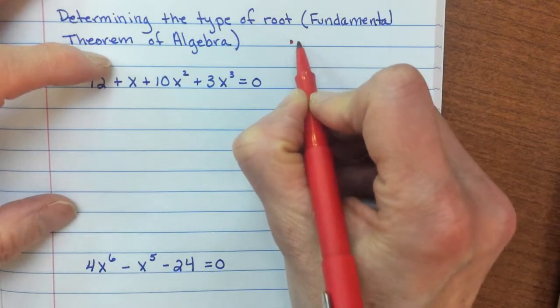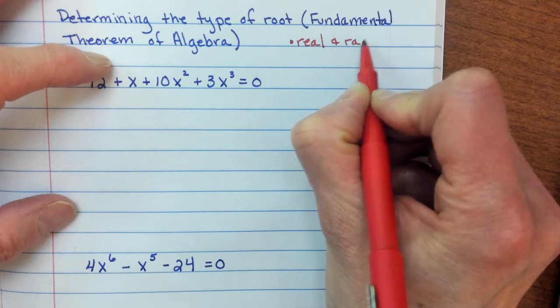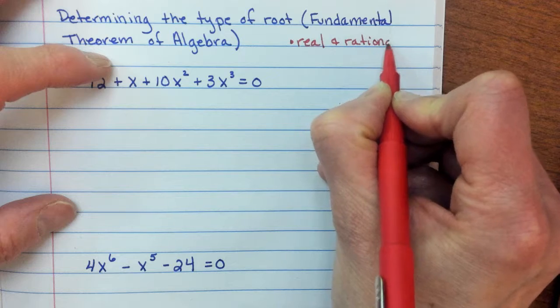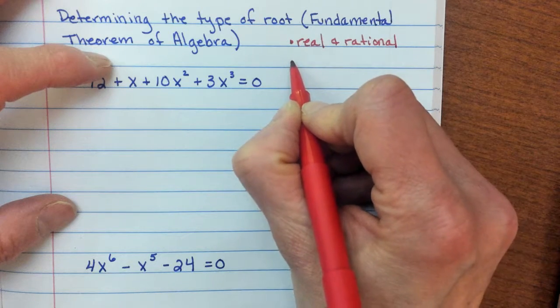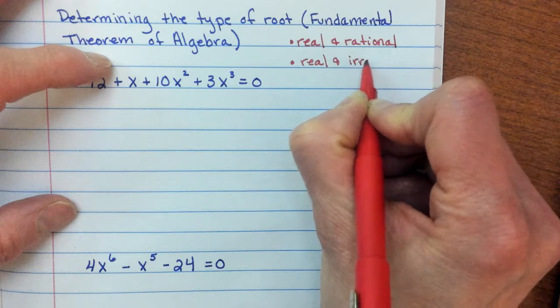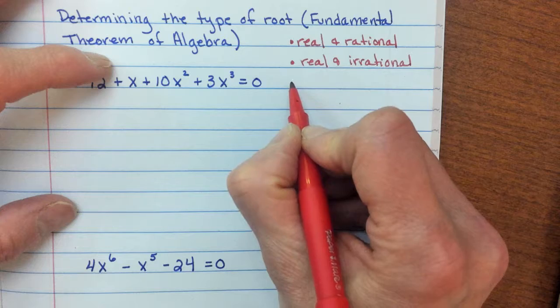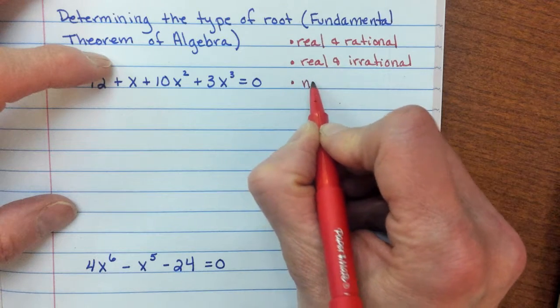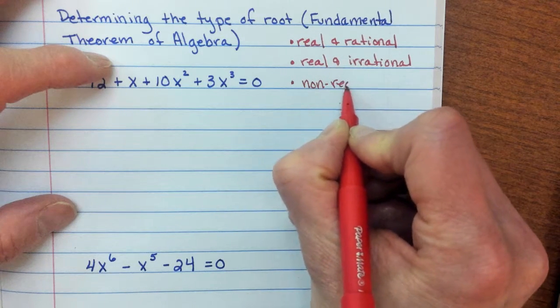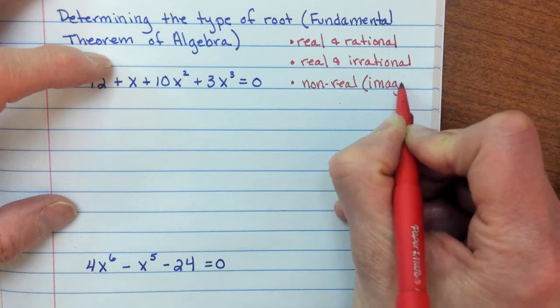The types are real and rational, real and irrational, and then the last type is non-real, also known as imaginary.